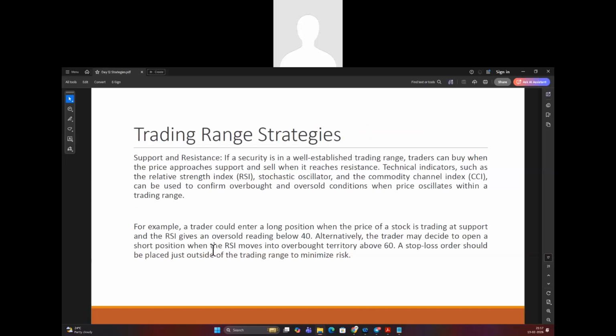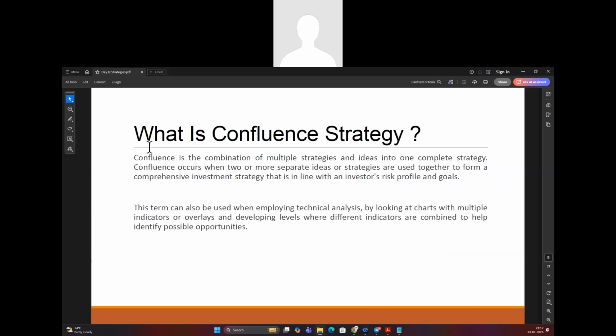So you understood the range bound strategy also. So what is confluence strategy? Confluence strategy is a mixture of all this. It means you develop your own strategy. So I have my own strategy, you develop your own strategy, and some other person will be following his own strategy. But we have a mixture of strategies actually.